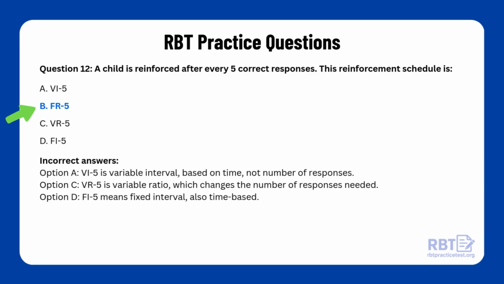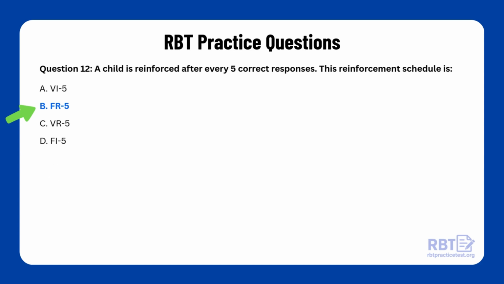Now for the wrong answers. A is variable interval, based on time, not number of responses. C is variable ratio, which changes the number of responses needed. D is fixed interval, also time-based. So if it's every 5 responses, no matter what, it's FR5.